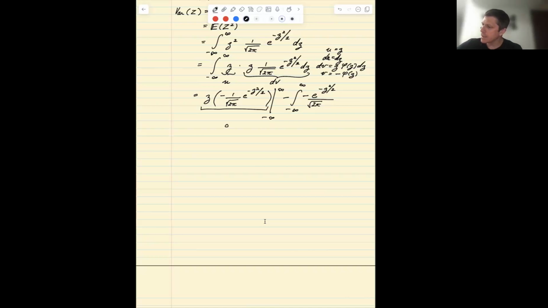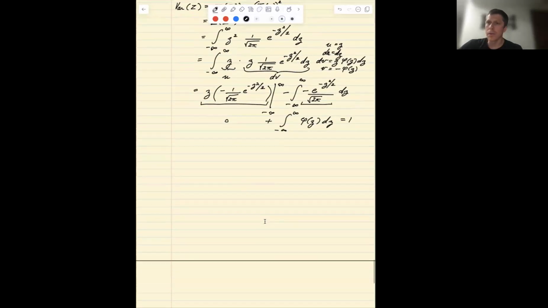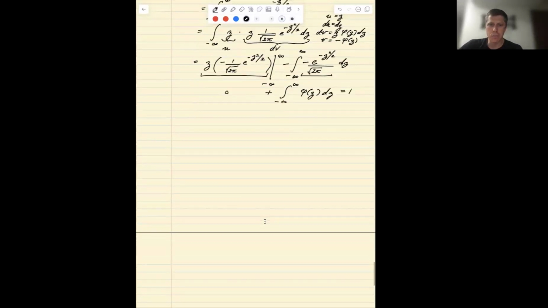This is minus minus, so it's plus the integral from minus infinity to infinity of this piece, which is actually just the density, and we know that densities integrate to 1, so this is just 1. So we have mean 0, variance 1, and therefore also standard deviation 1.